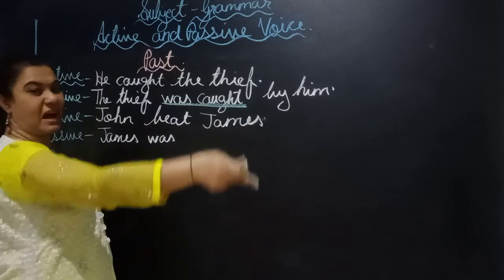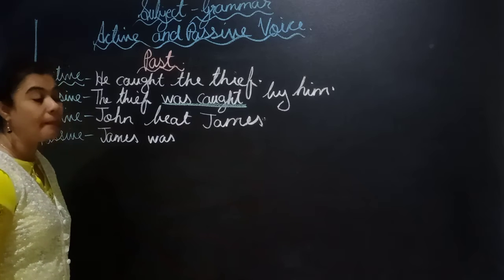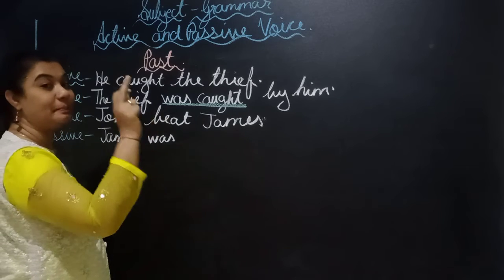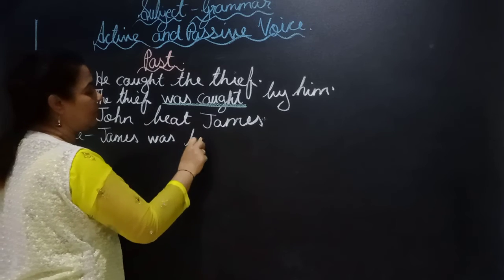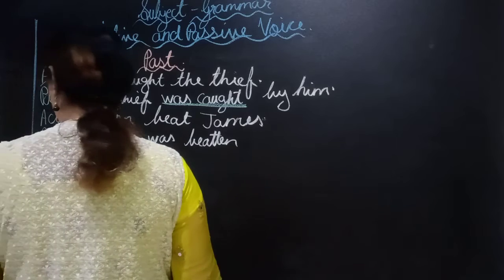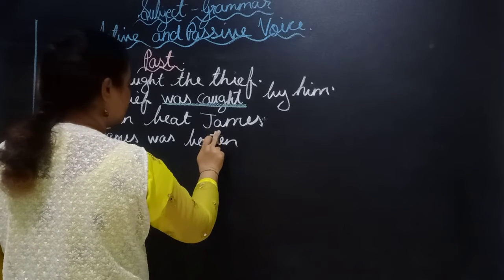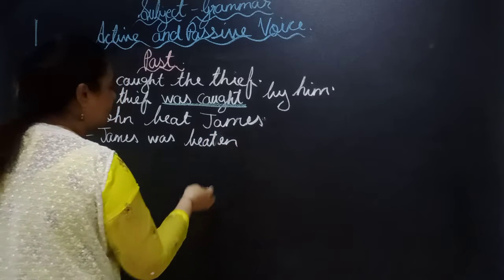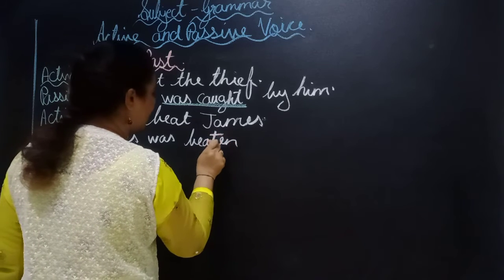What will be the past participle of beat? Beaten, right? B-E-A-T-E-N. Sorry, I wrote a double T; it will be only single T. I'm sorry. So here it will be James. My object will become my subject.